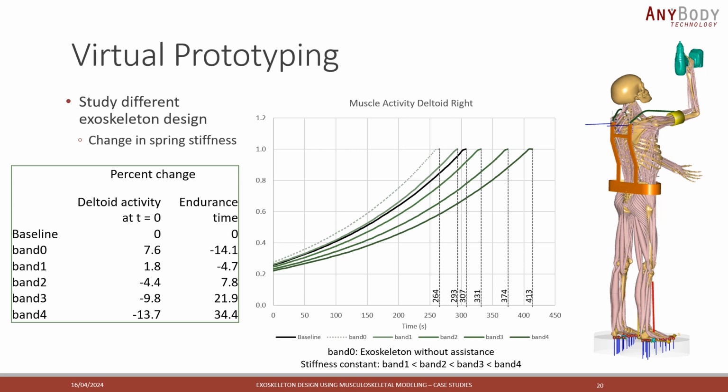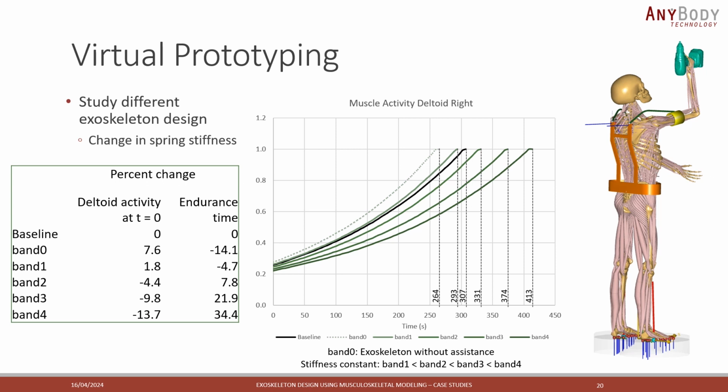From band 1 to band 4, the stiffness constant is increased and its effect can be seen as an increase in the endurance time. Band 1 is just about sufficient to overcome the presence of the exoskeleton, while bands 2 to 4 show an increase in the endurance time over the baseline.